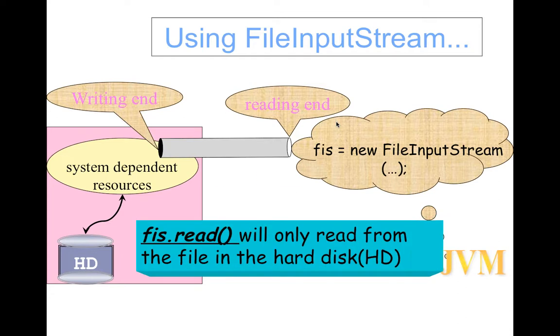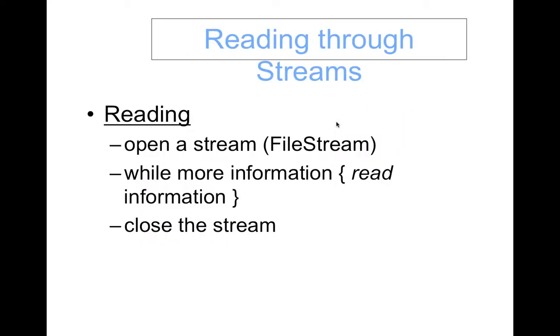Okay, if you have provided a file. See, that's how it goes. Then, reading through streams. So open a stream, while more information, read information, and close the stream. So this is a sequence. Okay, you are going to open a stream. You're going to say, you got the stream, right? After that, you're going to open it. And you're going to read the information from the stream, like content on the file, and close the stream.